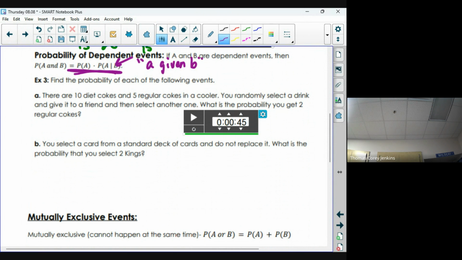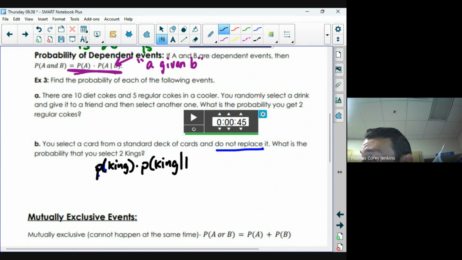Okay, let's skip down and do B together, and I'll give you guys A. So B says you select a card from a standard deck of cards and do not replace it. This is the phrase that makes this dependent. If we don't replace it, our sample space has changed. What's the probability that we select 2 kings? In other words, what's the probability that we select a king and then a king? Okay, so probability of king times probability of king on the second draw given a king on the first draw.